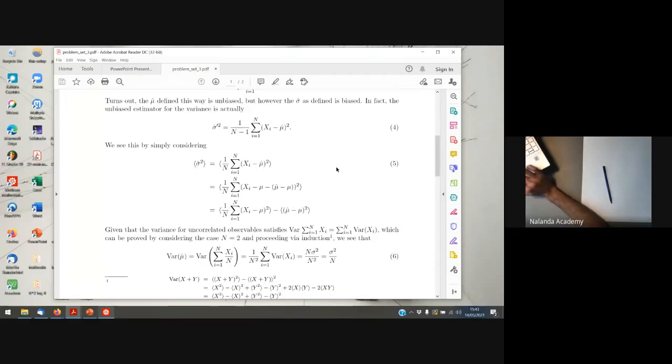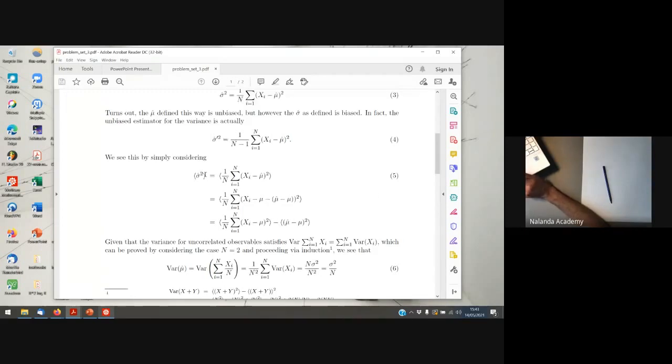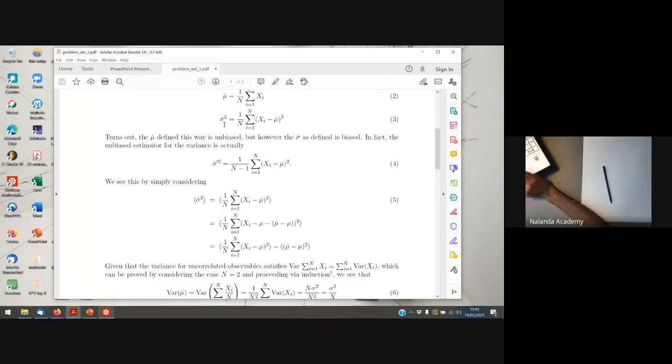Modish had a question about what the steps are in equation 5. All I'm trying to do is estimate the bias of this estimator for the variance.